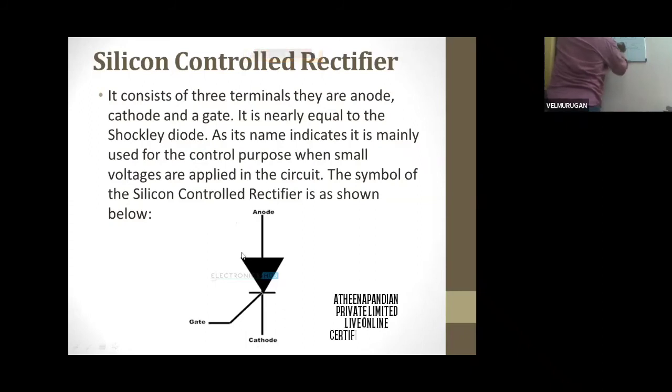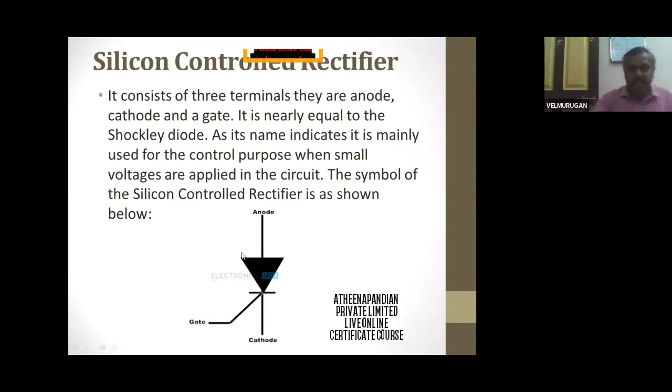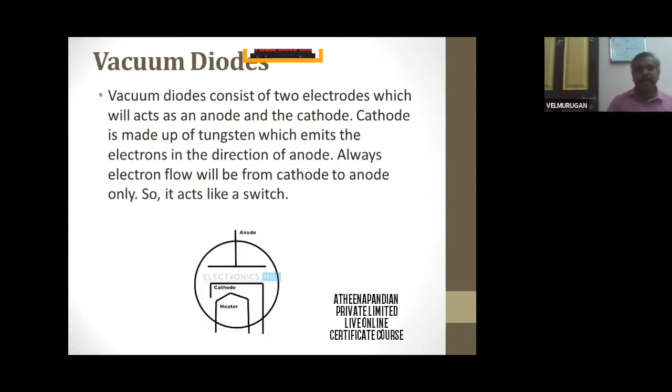That is the Schottky side, the voltage and current. Okay, students, that is a silicon rectifier. Silicon rectifier. Okay, SCR, Silicon Controlled Rectifier. Next, the vacuum diode. This is a two-electrode diode.